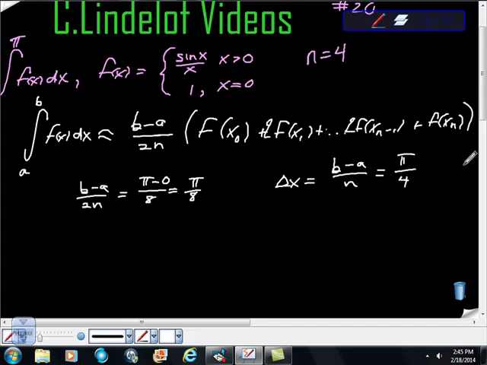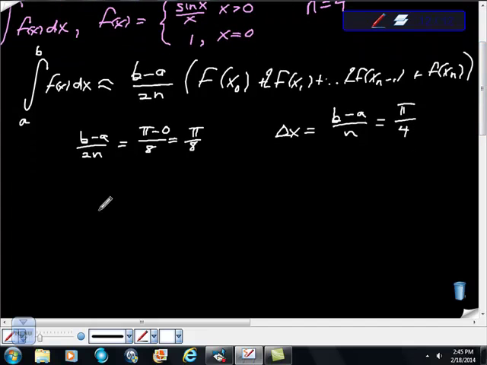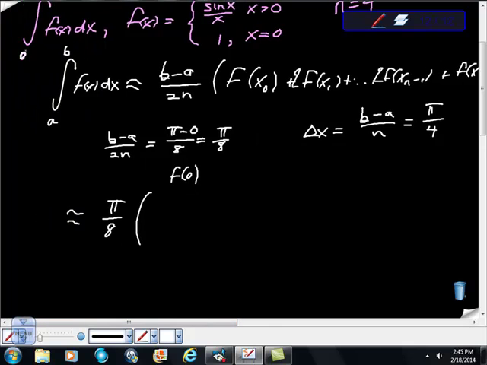So let's see what this looks like. All I'm going to do is set this up exactly the way we said we were going to do it. So I'm going to say my approximation is pi eighths times f of 0. Well, f of 0 is 1, right? And it's f of 0 because that's the lower limit. The lower limit is that 0 right there. So that's just 1 plus 2 times, remember, we're starting at 0 and we're increasing each time by pi fourths. So we get sine pi fourths over pi fourths.